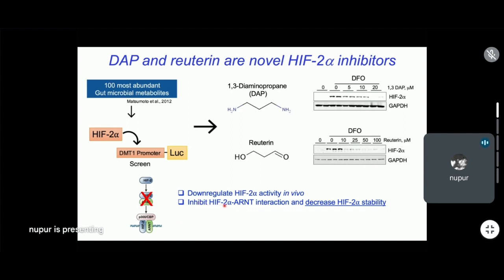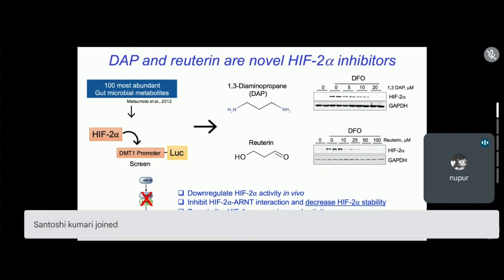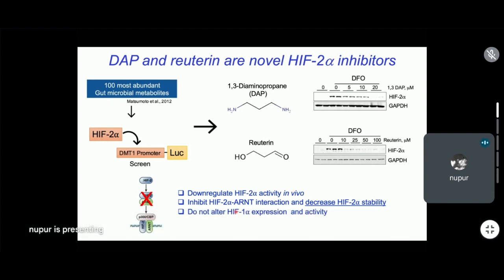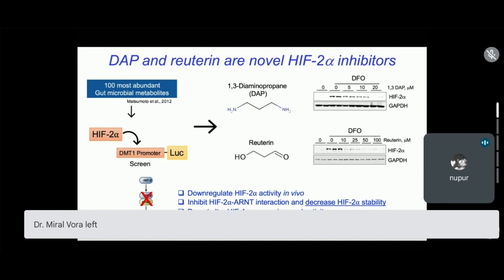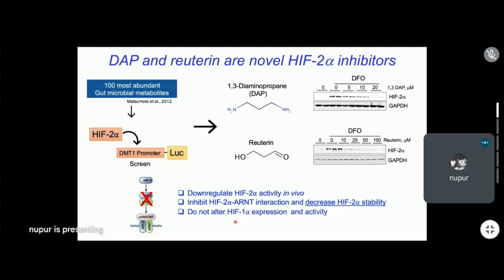So it inhibits this HIF2 alpha and ARNT interaction and decreases the HIF2 alpha stability, basically, and that's why you see the degradation. And there is another very popular isoform, HIF1, the discovery of HIFs having been awarded the Nobel Prize in Physiology or Medicine a couple of years back. So we also had to look at HIF1 alpha expression and activity. So these metabolites are specific to HIF2 and they do nothing to HIF1 alpha expression.